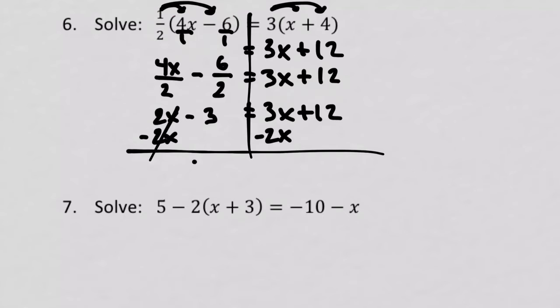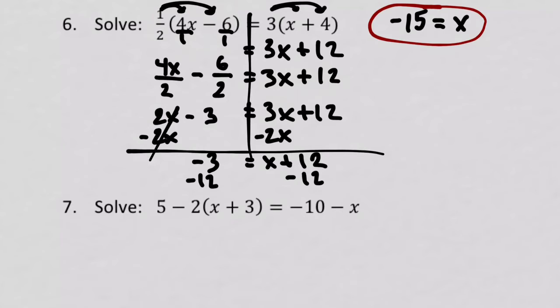2x minus 2x is 0, and on the left I have negative 3. And on the right side, I have x plus 12. And finally, to isolate the x, all I have to do is subtract 12, and I am finished. Make sure you follow this last step correctly. I have x equals negative 3 and negative 12. They're both negative, so add the numbers and keep the sign. Your final answer is x equals negative 15.